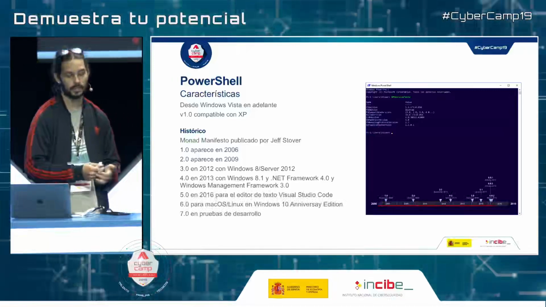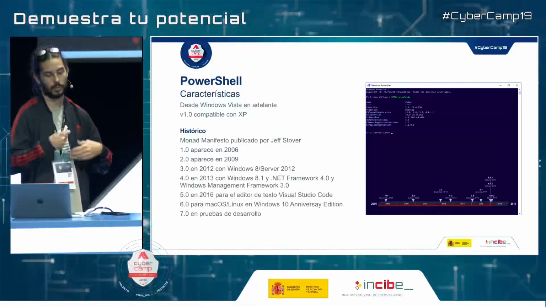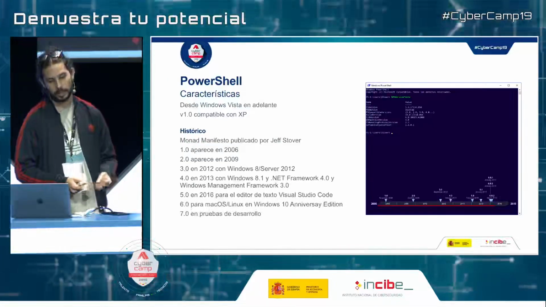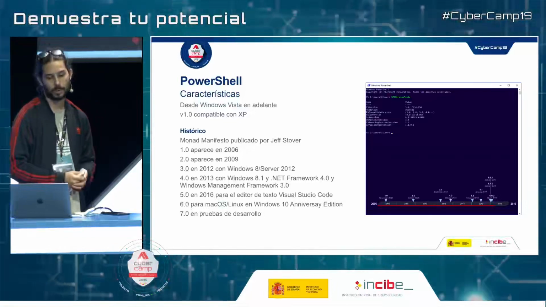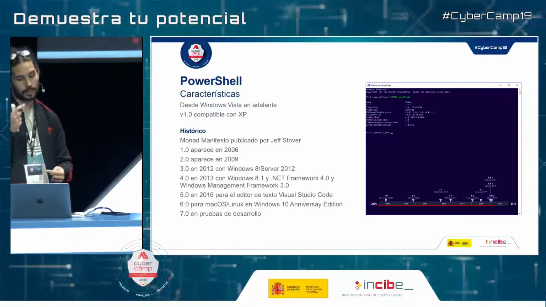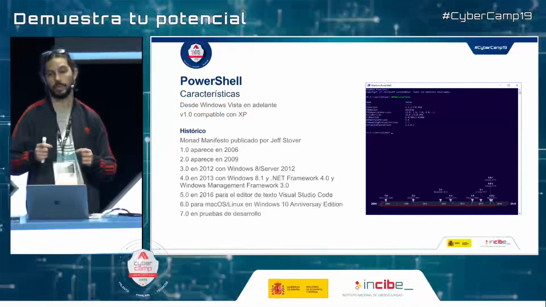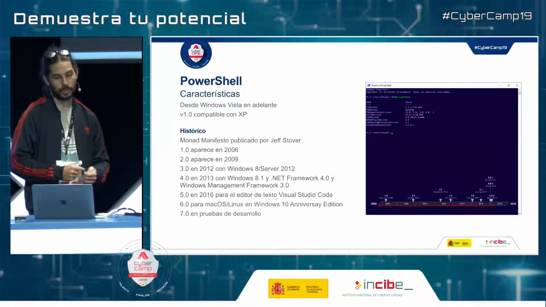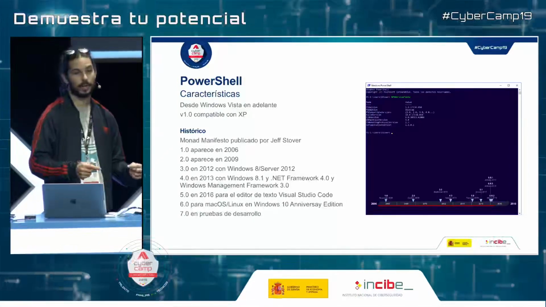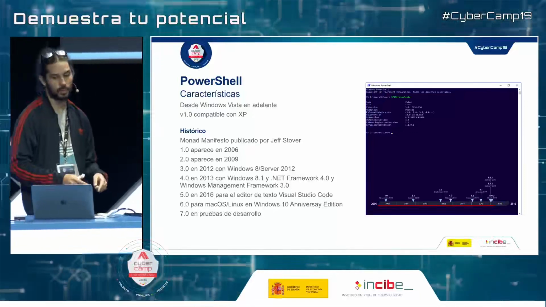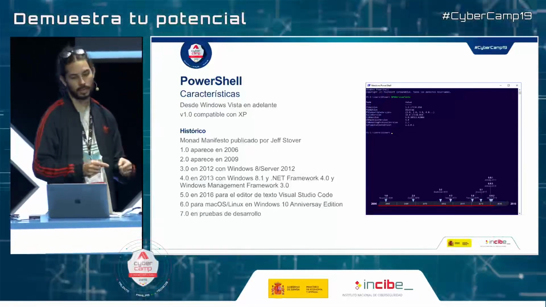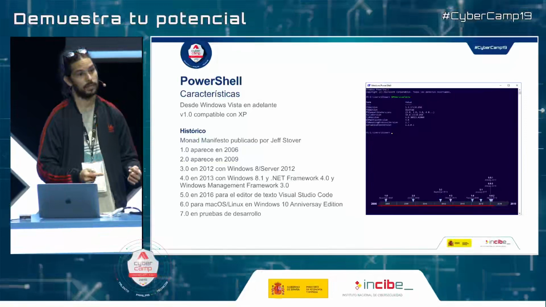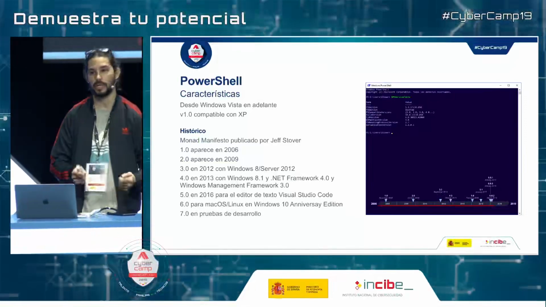The first version of PowerShell was launched in 2006. The second version was modified and launched in 2009. The third version appeared in 2012, the fourth version in 2013 with Windows 8.1 and .NET Framework 4.0, and version number 5 appeared in 2016, and the sixth version of PowerShell became open source.